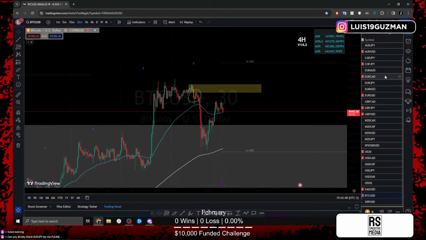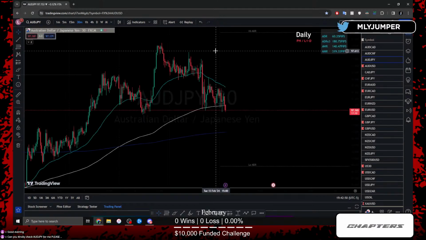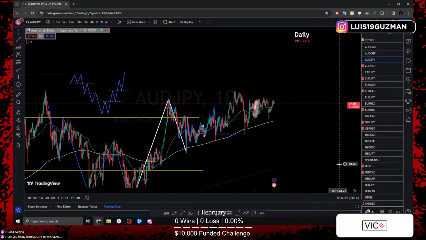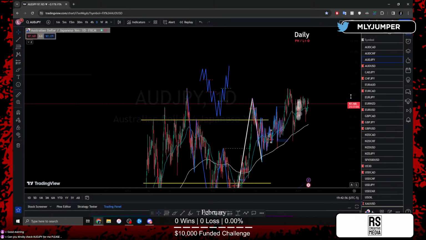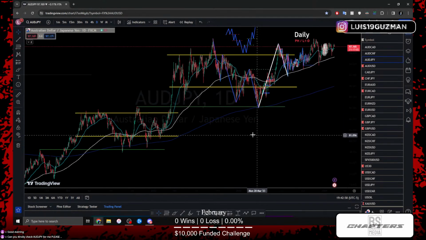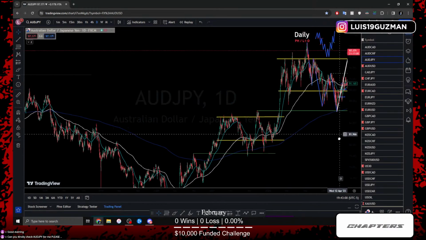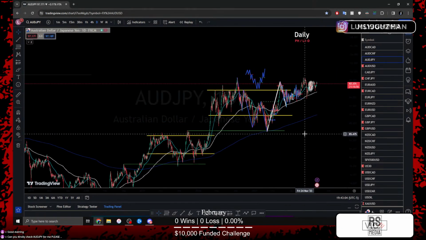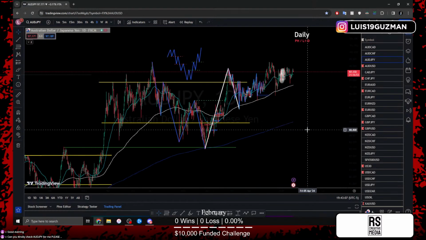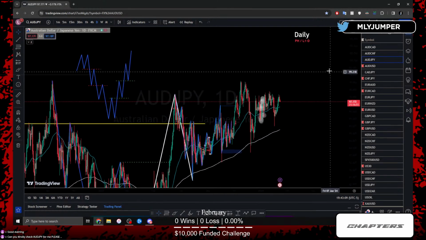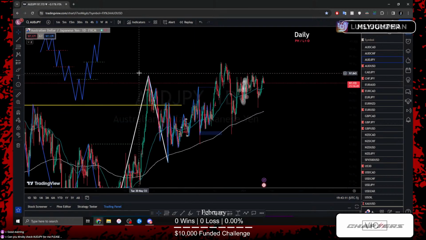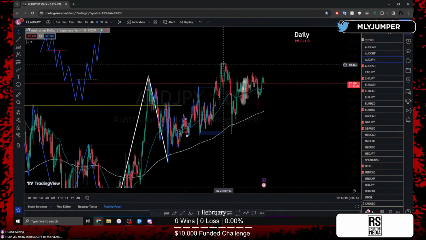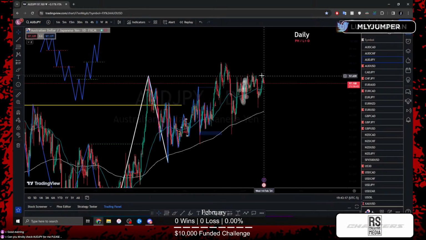AUDJPY, yeah, I got you. So AJ, funny because I was going over this today with somebody else earlier. We're pretty much in peak high territory, at the top of the market maker's pattern, and this is a pair where price is just consolidating at the top. We're moving sideways, but it's still giving us higher highs, to where we're at now.